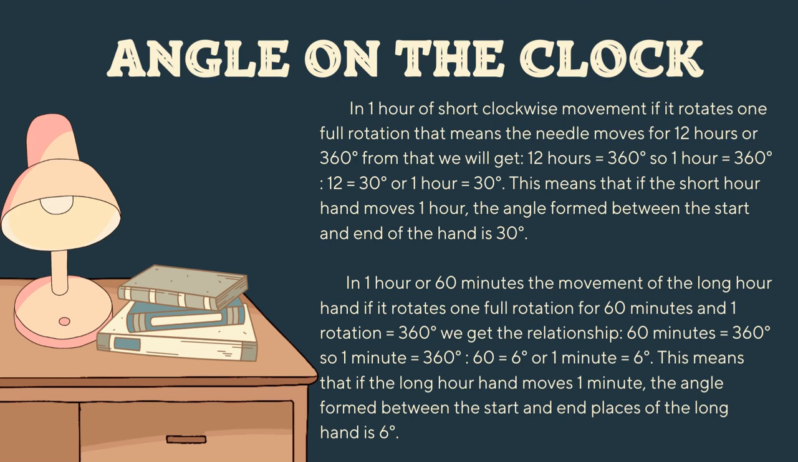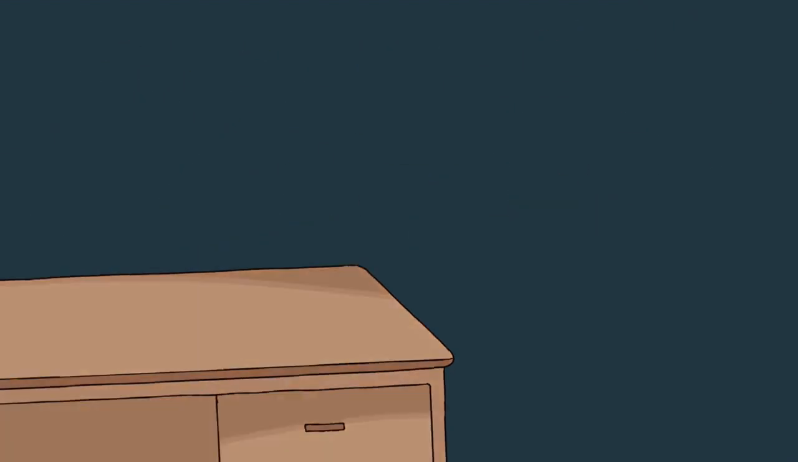So 1 minute is 360 degrees divided by 60 is 6 degrees. Or 1 minute is 6 degrees. This means that if the long hour hand moves 1 minute, the angle between the start and end places of the long hand is 6 degrees.